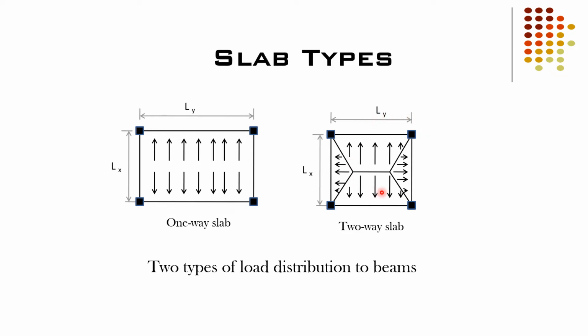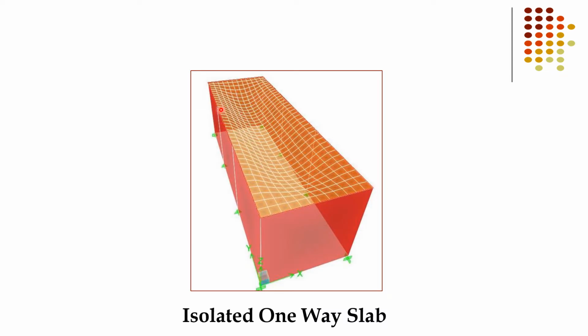Okay, let's see the examples. First of all, one-way slab. Here is the one-way slab. This is the longer side, and this is the shorter side. This longer side to shorter side ratio is greater than 2, so this slab is a one-way slab. And you can see the whole of the moment lies in this region. Bending is in this region.